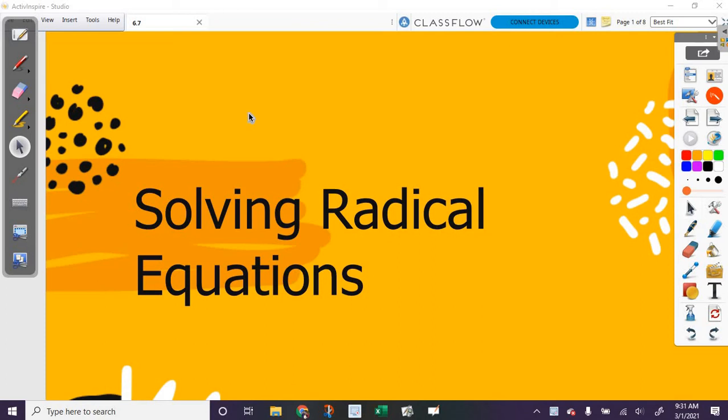Today we'll be looking at our last section over radicals. Remember that we've been looking at simplifying radicals, operations with radicals, and then we looked at how to represent radicals as rational exponents. And our last section with radicals is going to be solving radical equations.